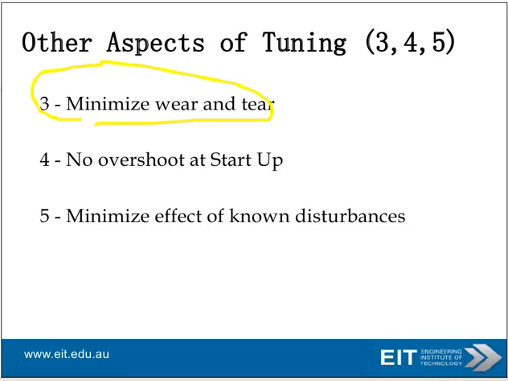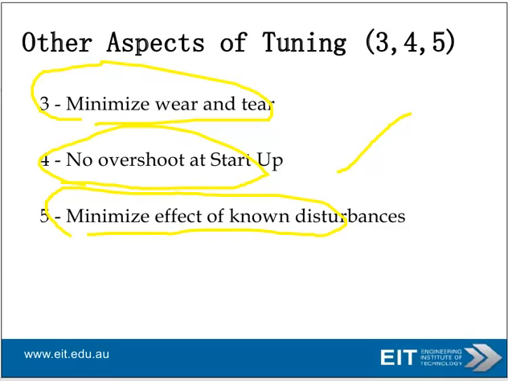Minimize wear and tear. For example, you don't want the output of your controller to go up and down and damage the valve. The other objective may be that you don't want any overshoot at startup. For example, you're controlling a critical process. You want a very slow output. You don't want a quick response. And the other thing, which I always call know thy process, is to make sure you minimize the effect of known disturbances. So those are the five main issues that you want to address with tuning.